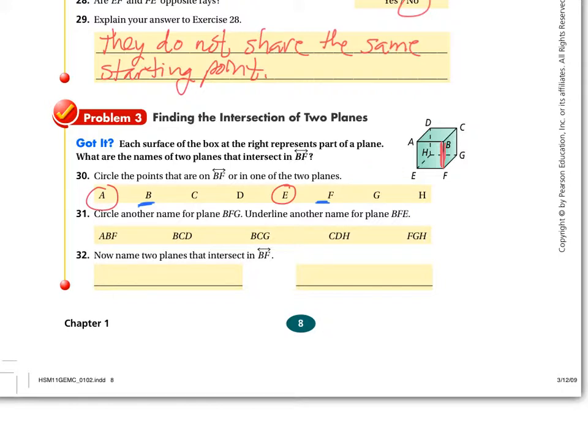And then on the other plane, right over here, this side of the box, B, F, G, and C, they all are in that one plane. So we're going to circle C and G.